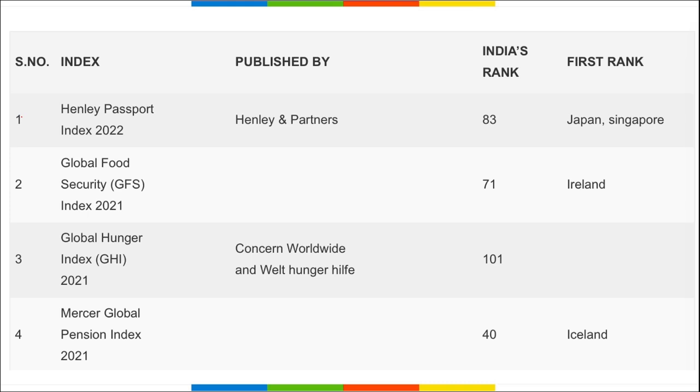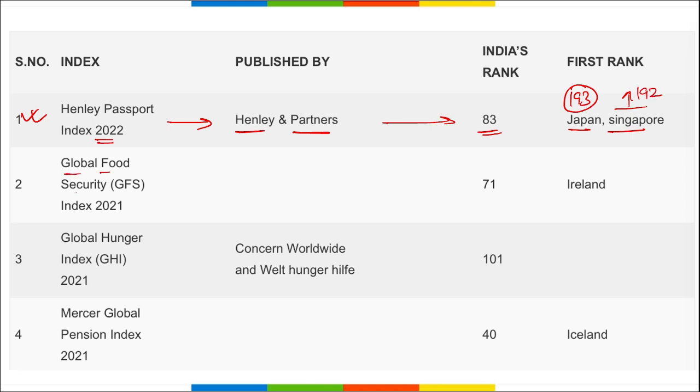First, we are talking about the Henley Passport Index for the year 2022. This is published by Henley and Partners, and here the rank of India in the Henley Passport Index for 2022 is 83. And if we talk about the first rank, it was of Japan and Singapore. Remember, people of Japan can travel to 193 countries without visa. That means they will be getting the visa on arrival. And similarly for Singapore, the number is 192.